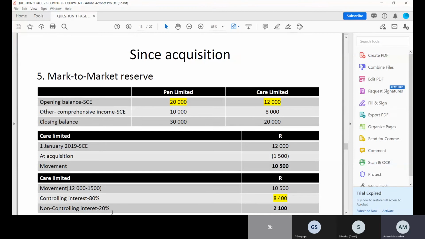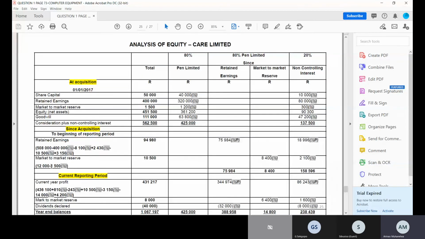80%, 8.4, 20%, 2,100. Here's the 12,000 less 1.5. As I explained in the calculation, it's going to give us 10,500. Marked market reserve, you must put it in its own column. At since acquisition, 8.4 and 2.1. So far, so good.